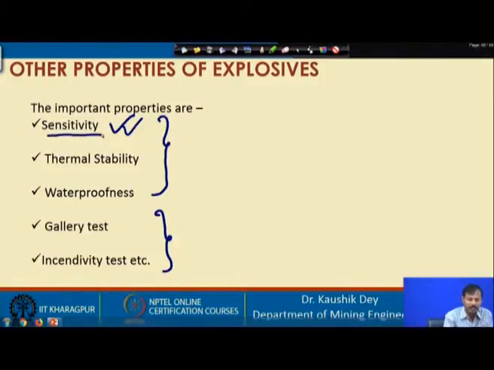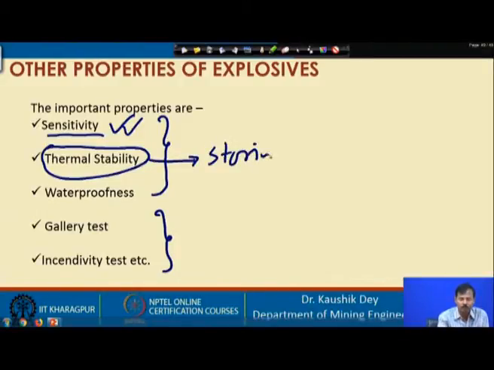Simultaneously, if you see thermal stability, it is important for two purposes. One is the storing of the explosive, and the second is the use of the explosive in hot conditions, because the climatic conditions may differ from country to country, and the position of use of the explosive may also differ. So, that is why thermal stability of the explosive chemicals is essentially required.